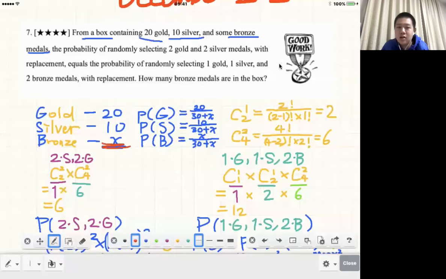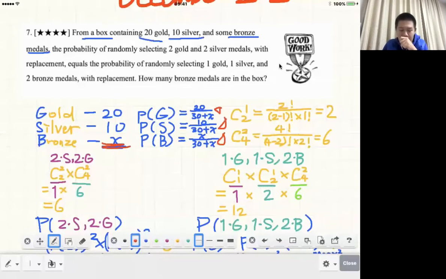So if you select a medal from the container, the probability that it is gold is 20 over 30 plus x. If it's silver, that's 10 over 30 plus x. And for bronze, it's x over 30 plus x.